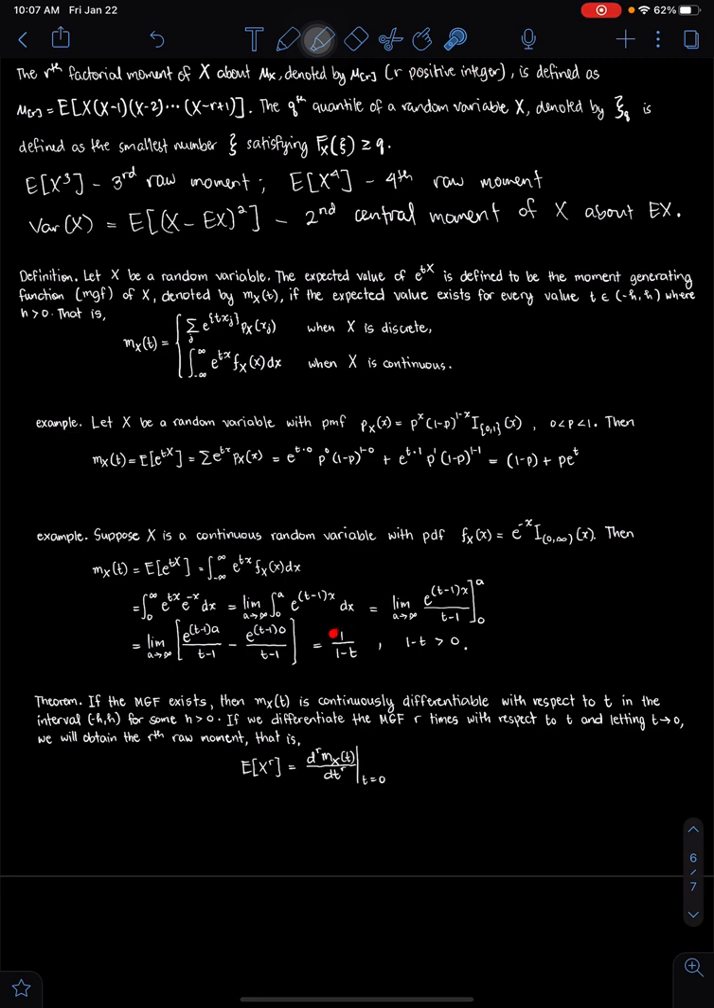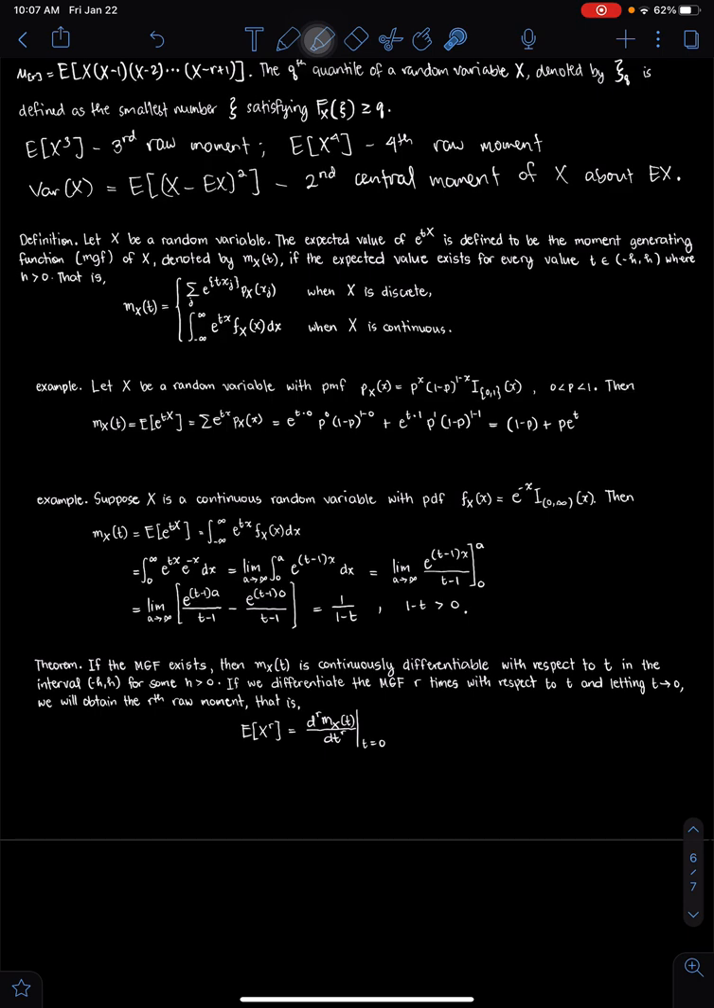But again, this limit will exist if 1 minus t is greater than 0, or t minus 1 is less than 0. Therefore, the moment generating function of this random variable x with PDF given by this function here is 1 over 1 minus t, provided that 1 minus t is greater than 0.